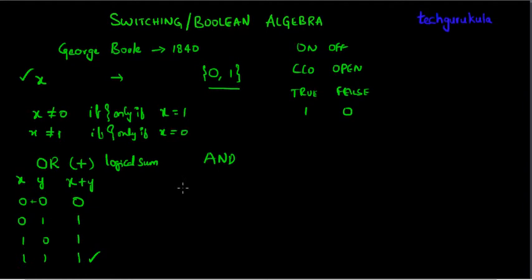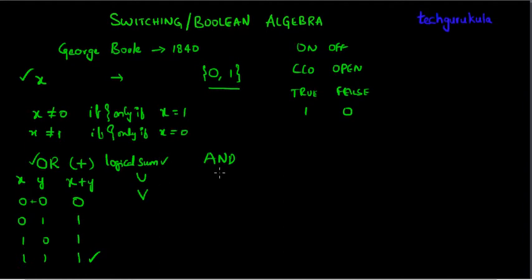So this is how an OR operation is defined. If you consider logical diagrams or Venn diagrams, you can represent it with the union symbol or a V-like symbol. It is also called logical sum.